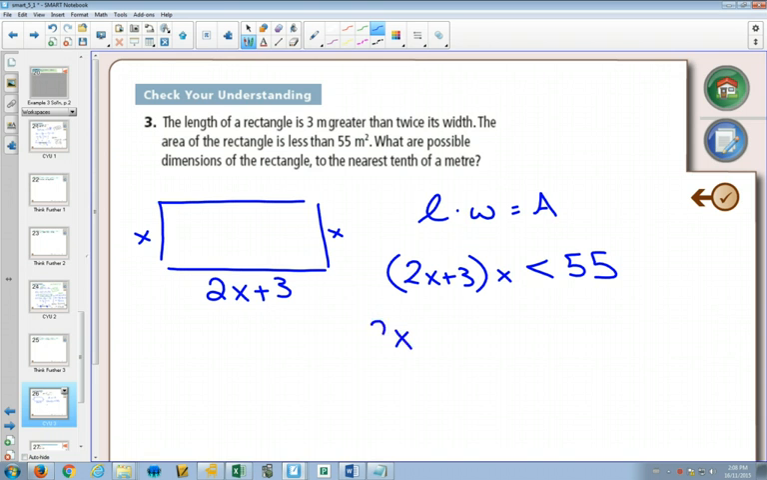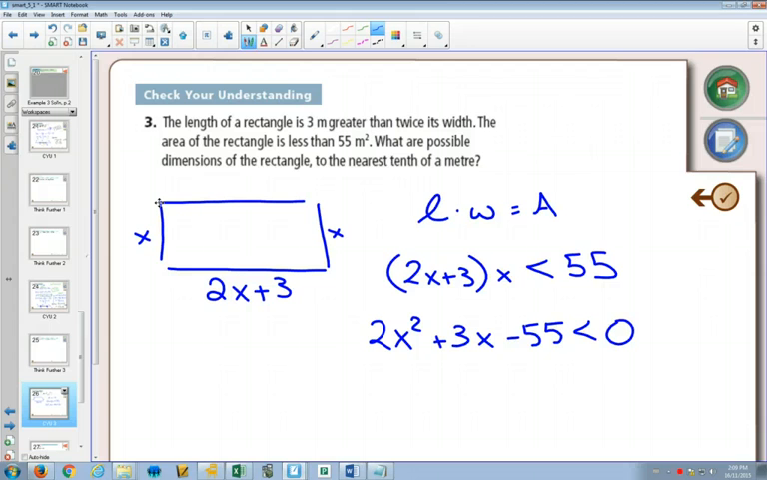Well, if we were going to solve this, we distribute that x and subtract the 55 from both sides to make it less than 0, and we get 2x squared plus 3x minus 55. This equation does not factor, not nicely. So since it doesn't factor, we have to go to some of our other solutions. We could use completing the square, although I would not recommend this one because you're going to go into fractions. So if you were solving this by hand, I would use my quadratic formula, or we can use our graphing calculator to solve it.